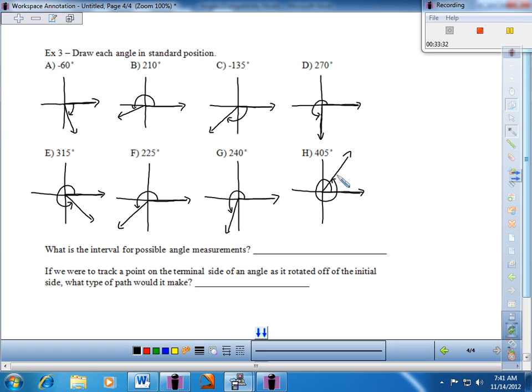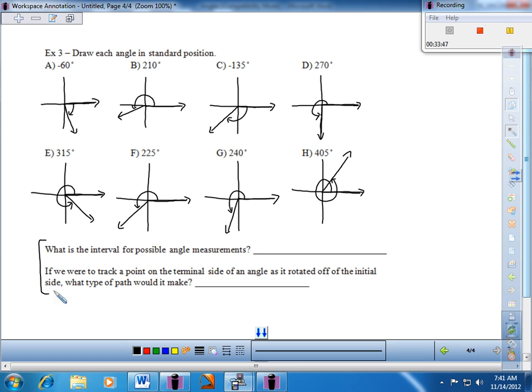Okay, now two huge questions, I think, before we round this out here. So please highlight those and understand these two pieces. If you really do, it allows us to take many steps forward here. So the first is this. What is the interval for possible angle measurements?